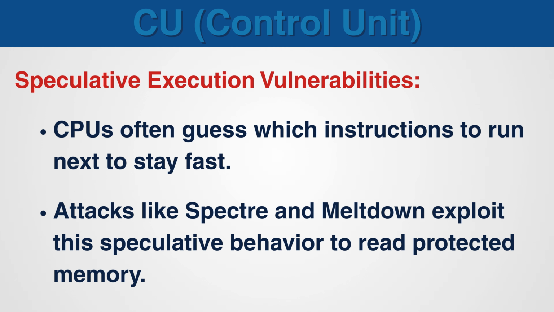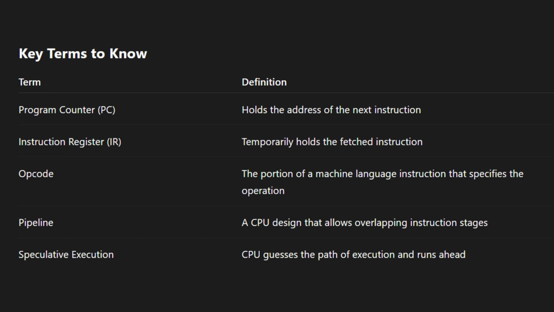CPUs often guess which instructions to run next to stay fast, and attacks like Spectre and Meltdown exploit this speculative behavior to read protected memory. So think of the control unit, CU, like a factory supervisor.